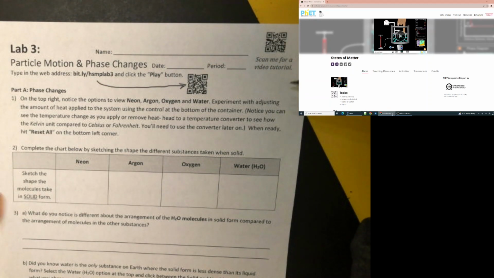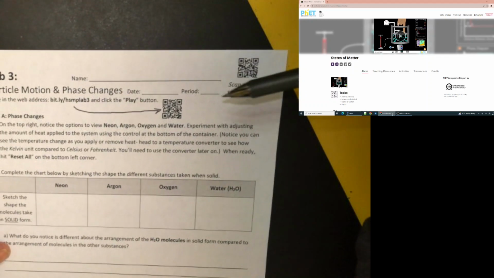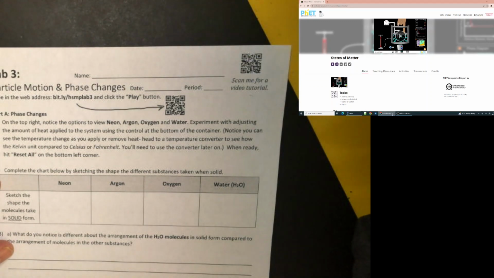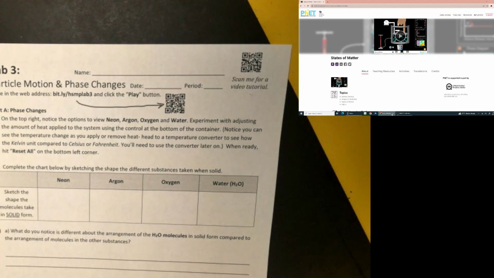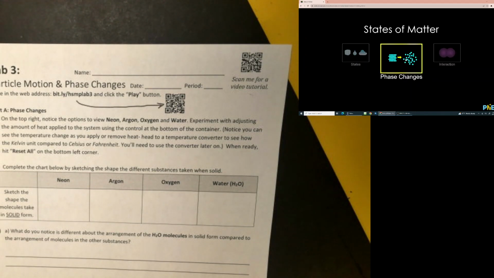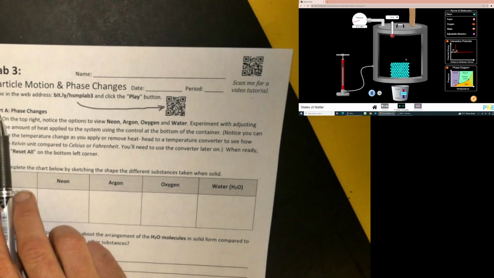So you have a couple things on here. You have your video tutorial that you probably scanned to get here, and you also have a link to the website that you need to use. This is an online simulation using PhET's simulation tools. Very, very cool stuff here. It's a little complicated. I'm going to walk you through it the best I can, and hopefully you'll be able to finish this lab independently. It says here, Part A, phase change.